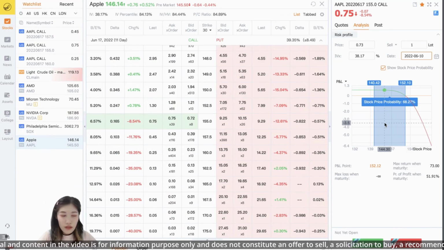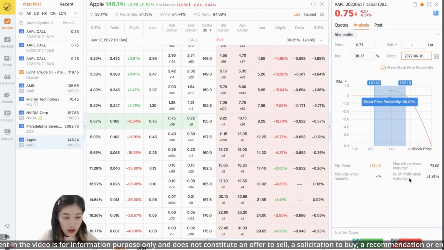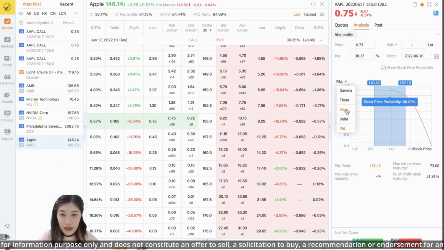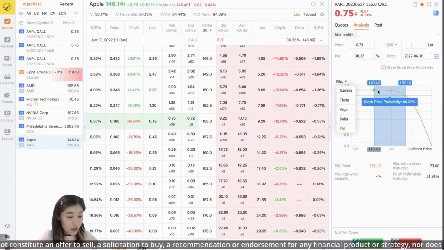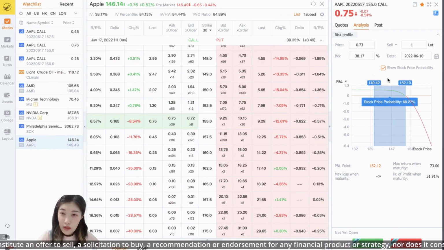Now, besides calculating break-even points, max returns and the probability of profit, the chart also has the option Greeks embedded, such as gamma, theta, vega, and delta. Option Greeks measure the sensitivity of the option price with regard to its underlying determining parameters, such as volatility and the price of the underlying asset.